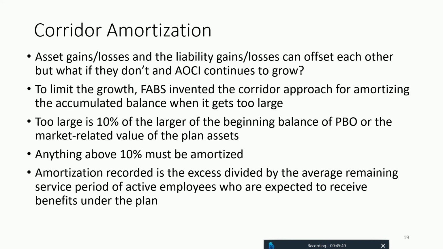They define too large as 10% of whichever is larger, the beginning balance of the PBO or the beginning balance of the fair value of the plan assets. Obviously the PBO is a liability, therefore it shows up as a negative number, and the plan assets are a positive number, so you're always looking at the absolute value. Anything above 10% has to be amortized, and the amortization recorded is whatever that excess is divided by the average remaining service period of active employees.